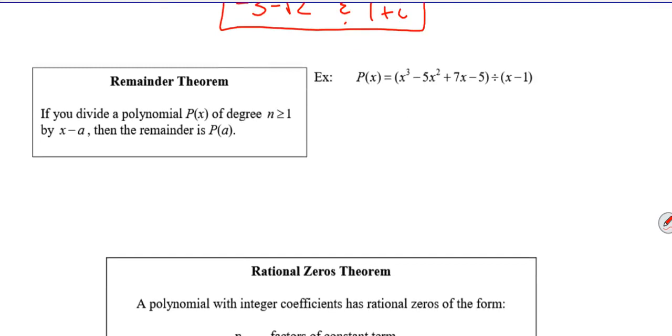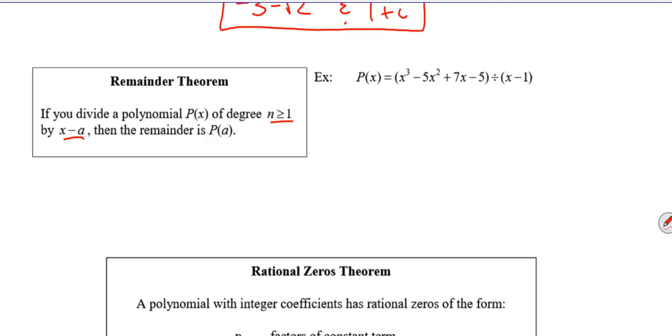The next one we're going to talk about is the remainder theorem. Last class we did a lot of division. We did synthetic division and we did long division. This remainder theorem doesn't say synthetic or long. Anytime you divide a polynomial of degree greater than 1, so quadratics, cubics, quartics, quintics, anything higher than a linear term, by a linear term, then the remainder is P of a. So what does that mean?